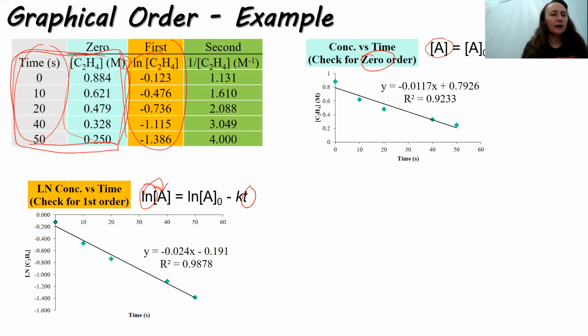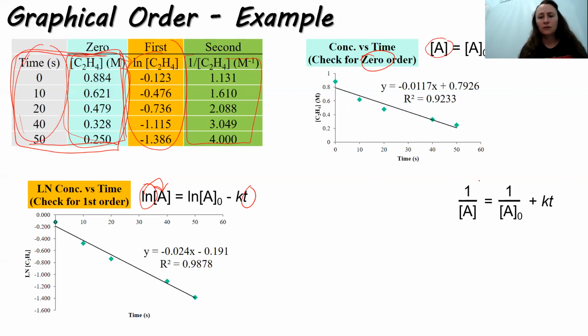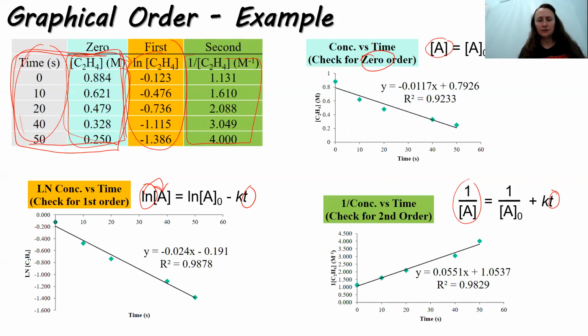And then we're going to go back to the original concentration to check for second order and do 1 divided by that concentration and graph 1 over the concentration versus time and get this graph.